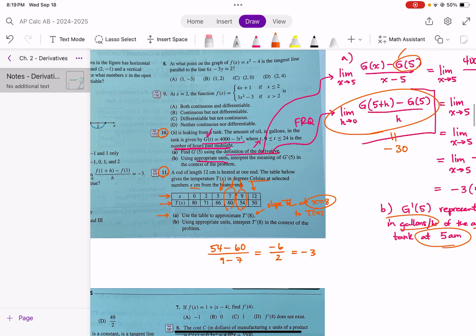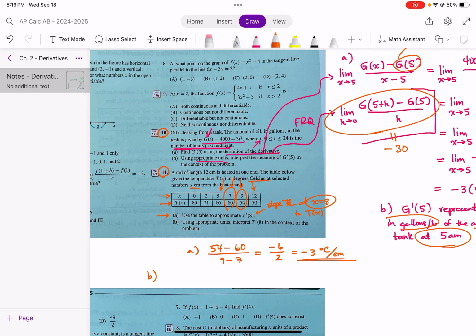What are the units? The units here would be degrees Celsius per centimeter, right? So what that's saying is for every extra centimeter, if you started at 8 and you moved an extra centimeter to the right, you would roughly lose about 3 degrees Celsius, or that you would measure a temperature 3 degrees Celsius less than the temperature at 8, right? So this is what that represents. So this is part A.